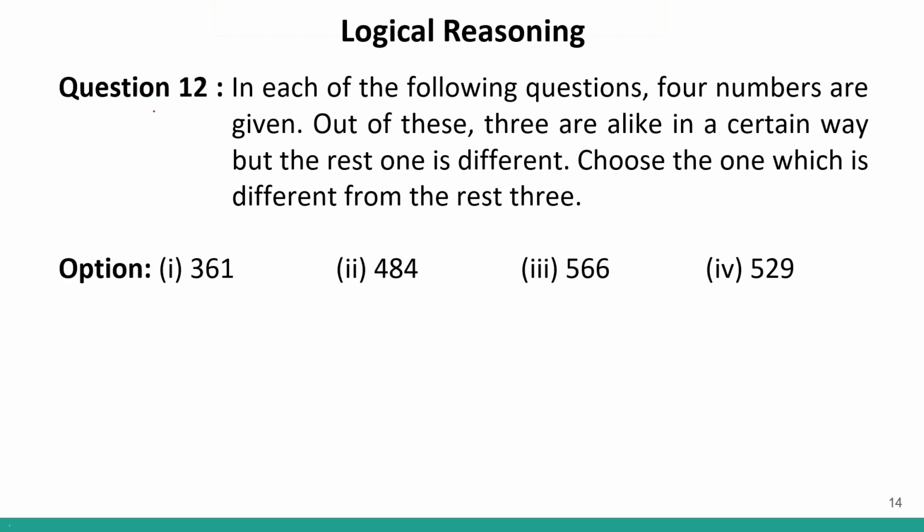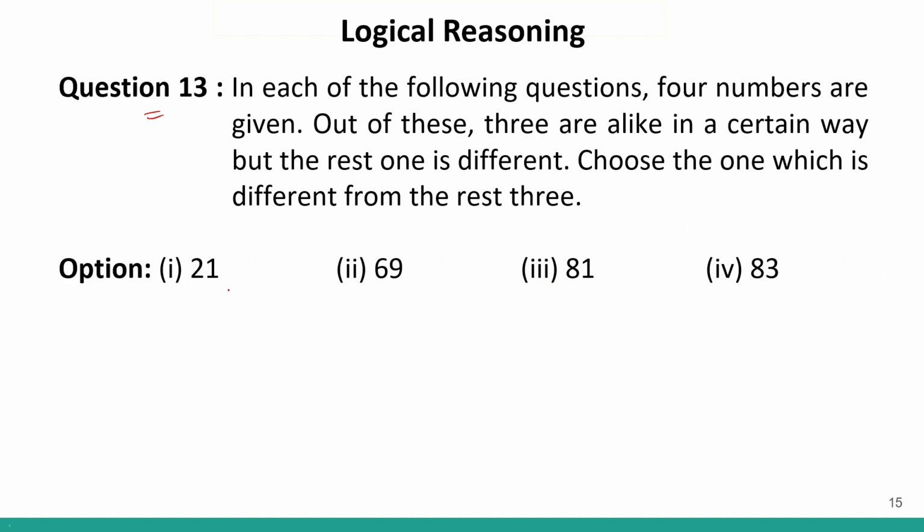Now let us look at question number 12. 361 is simply 19 square. Correct? 484 is 22 square. 529 we know is 23 square. 566 is not a perfect square. Therefore, our answer will be option number 3. Okay.